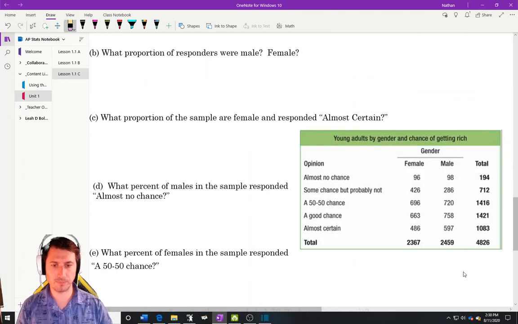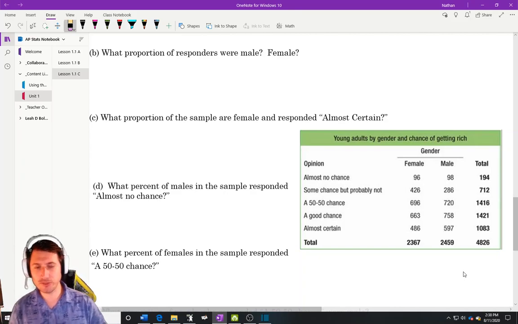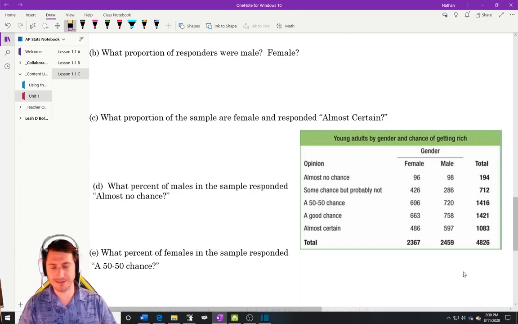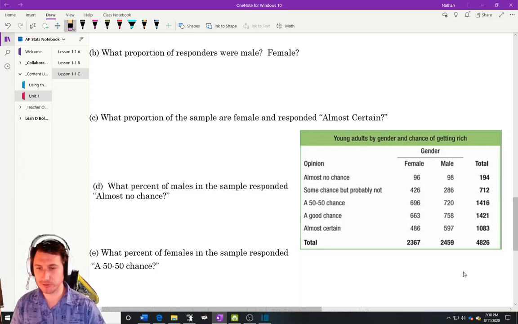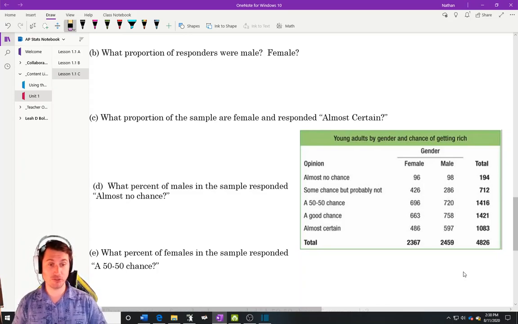All right. What I'd like you to try to do now is answer each one of these questions using the table. Some of them are marginal distribution, some of them are joint, some of them are conditional. See if you can identify what they are and then actually find that percent and write a sentence for what it means. So pause the video and try those out. Good luck.